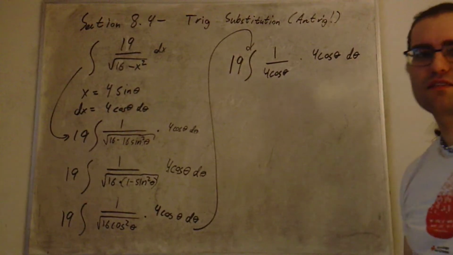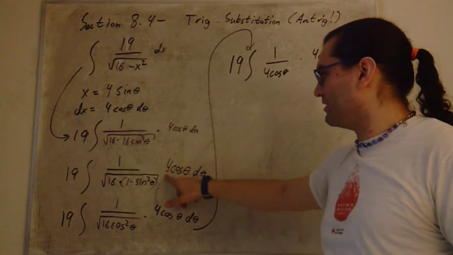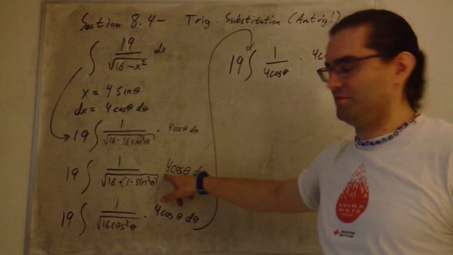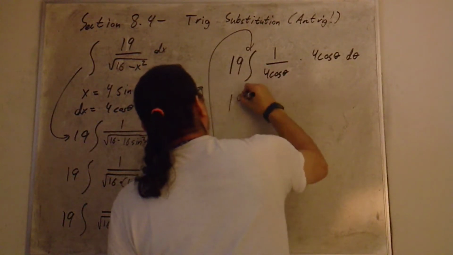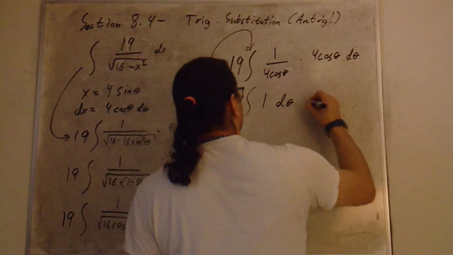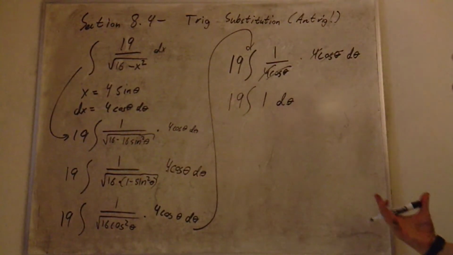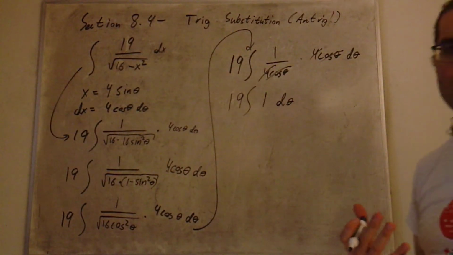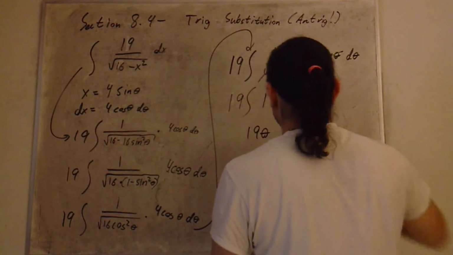This is the thing I really like about putting numbers here. It feels like you're going to end up getting numbers involved here as well. But they also cancel. It's so good. 19 integrals of 1 d theta. The 4's cancel, the cosines cancel. We are once again back to the easiest integral in the world. This is 19 theta plus c.